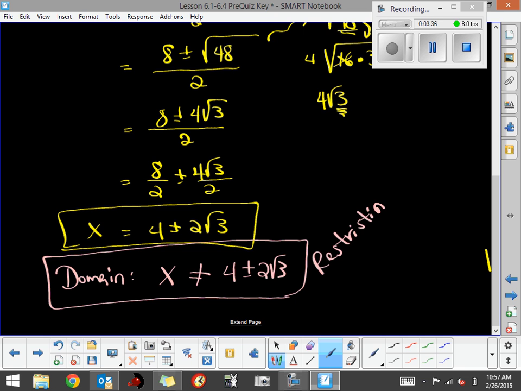Make sure you find the restriction for all division problems. There should be some type of restriction that you need to go find. That's where most of the work comes in on those.